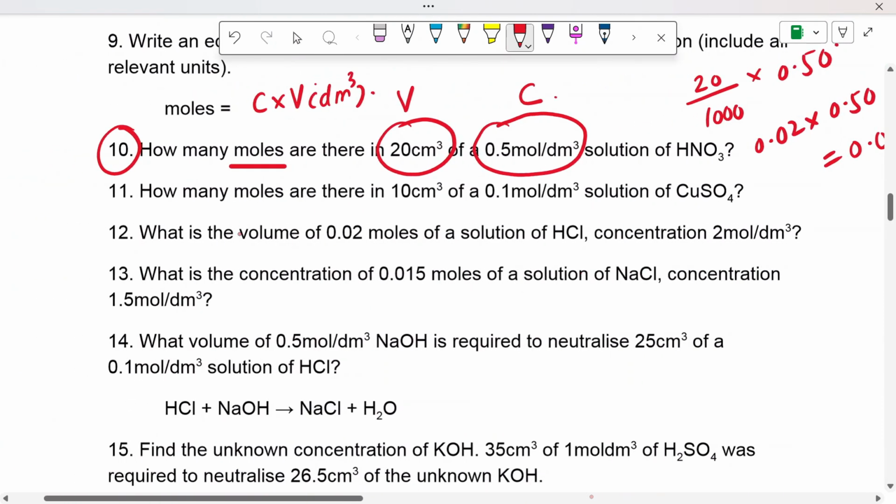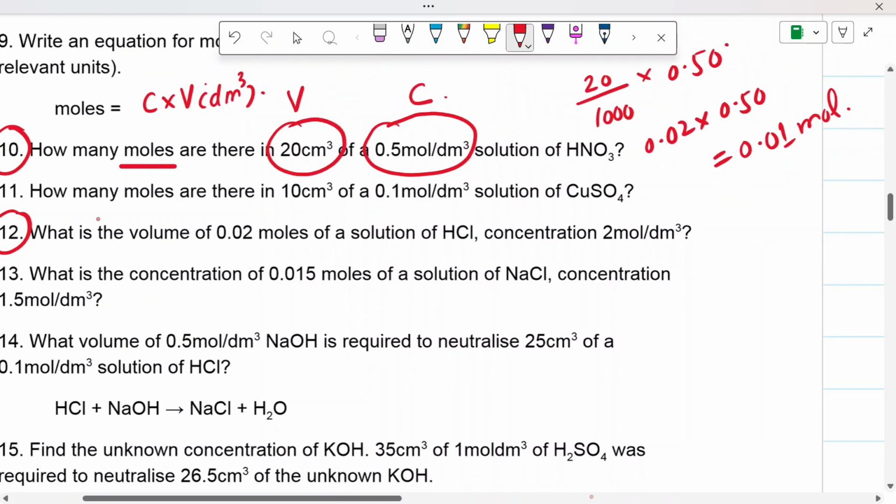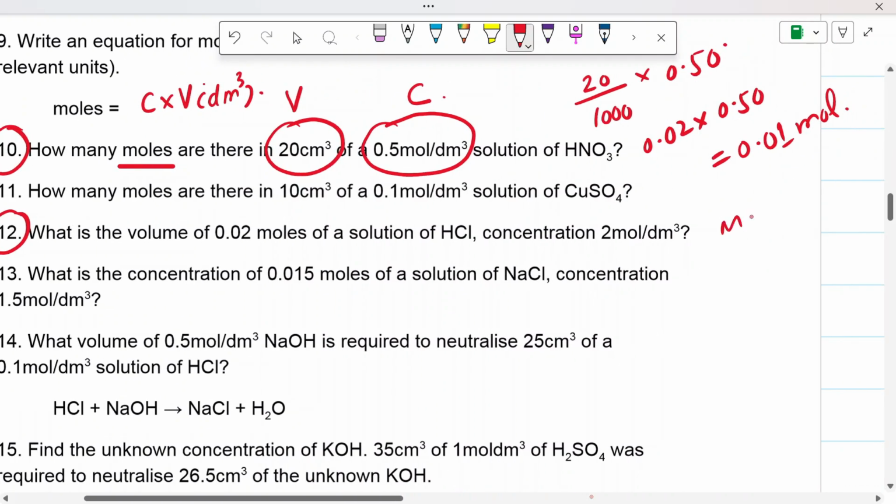Okay, here we have the next question. What is the volume of 0.02 moles of a solution of this concentration? Do we have to divide? Just try it. You will use the relation moles equals C into V. We know that moles equals concentration times volume, but over here you have to look for the volume, so you will divide moles by the concentration. Volume equals moles over concentration.